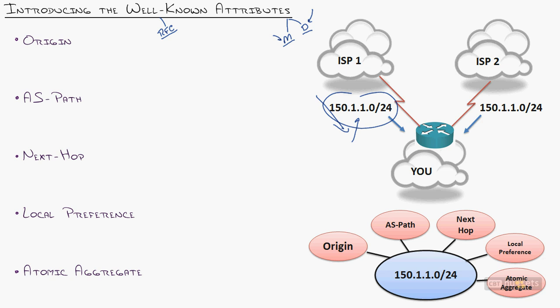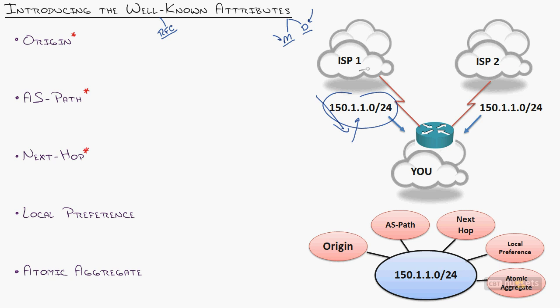What are the well-known mandatory attributes? They are origin, as in where did this route come from? AS path, as in what autonomous systems has it gone through. You remember from the last slide that if that's BGP's loop prevention mechanism, it better be there. And then last is the next hop, meaning how do I get to this route? What is the next hop I go to get there? That's it. That is all the well-known mandatory attributes that have to be there.